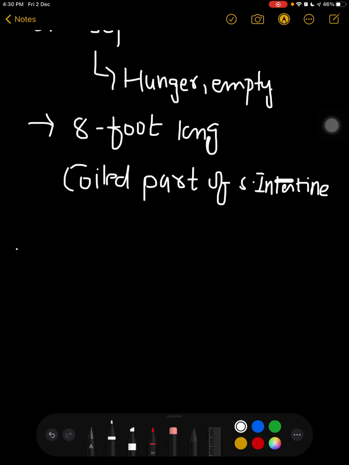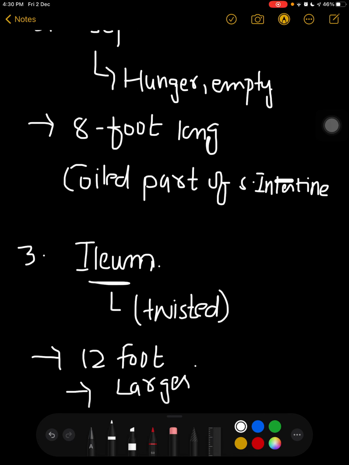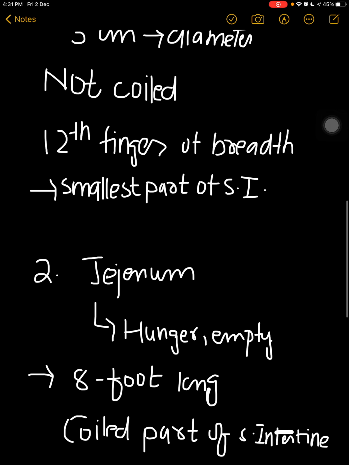Now let's talk about number 3, which is ileum. Ileum itself means twisted, and it is a highly twisted part, right? Its length is 12 foot. It is 12 foot long, and this is the largest part of the small intestine, right? So I hope this is clear to you.